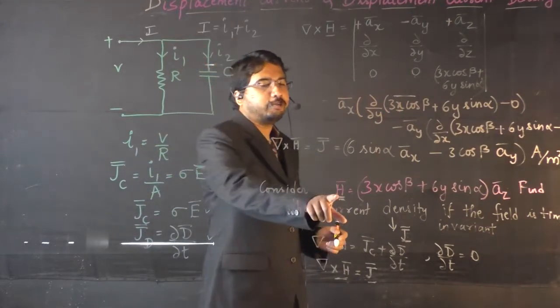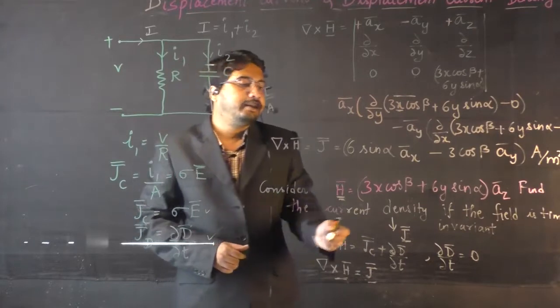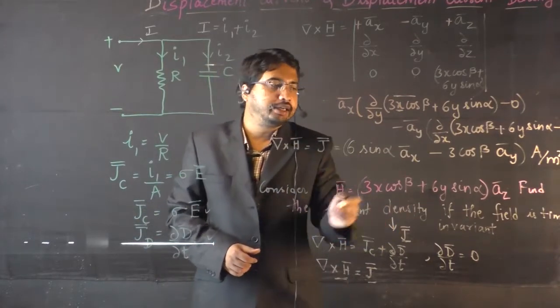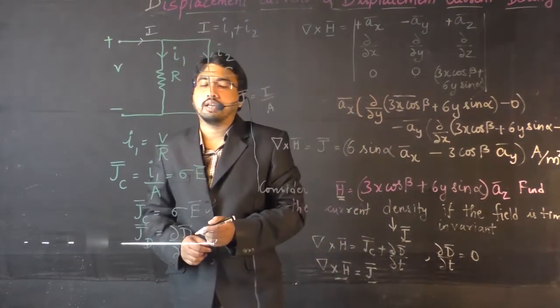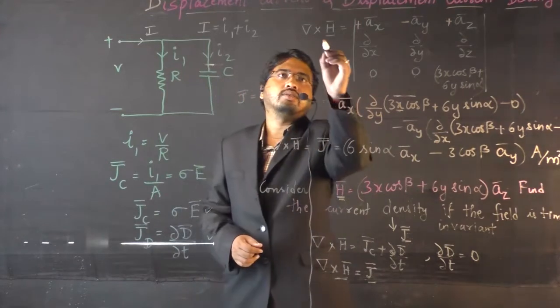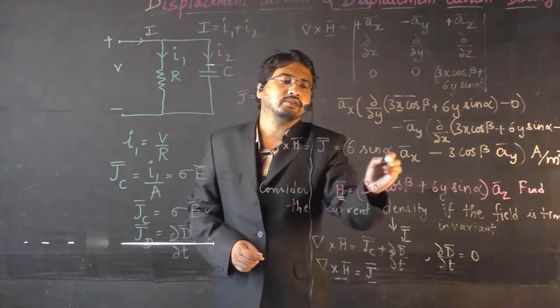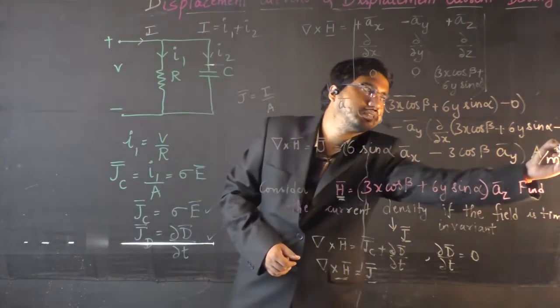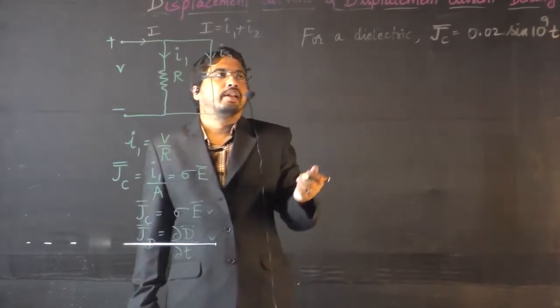So they have given you the magnetic field intensity H̄ in the Cartesian system, and they are asking you to find the current density J̄ if the field is time invariant. The formula is del cross H̄ is equal to J̄. So the del cross H̄ cross product we have calculated, that is equal to the current density J̄, which is your final answer for current density. So let us see another problem.